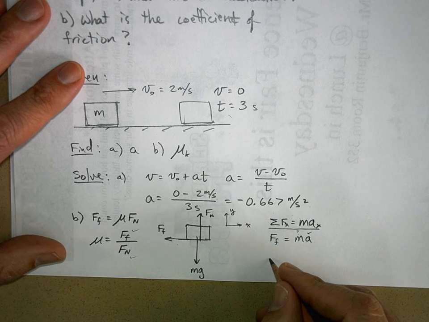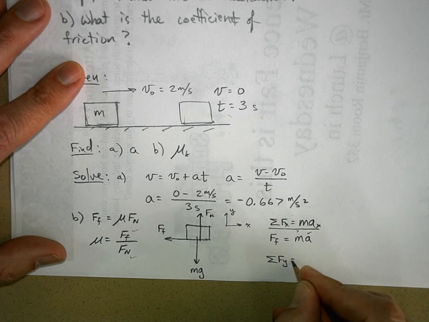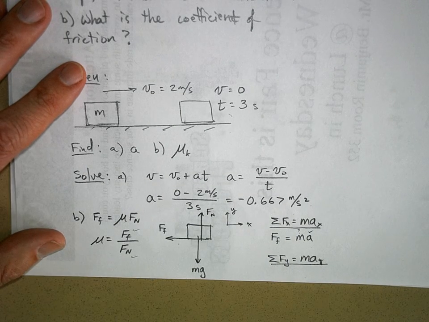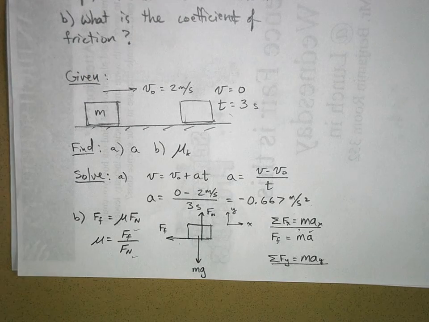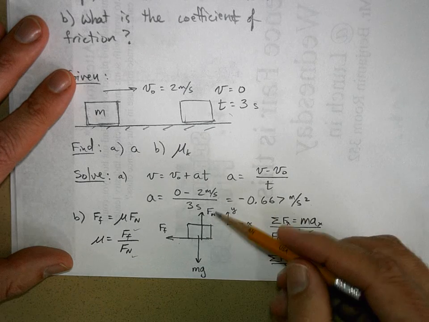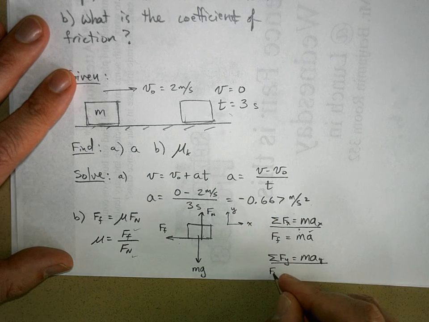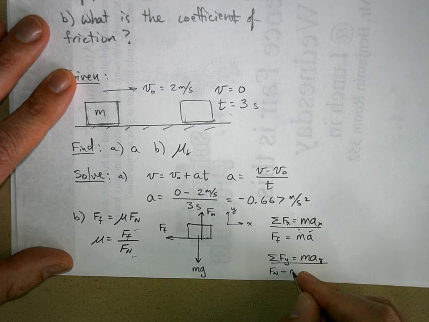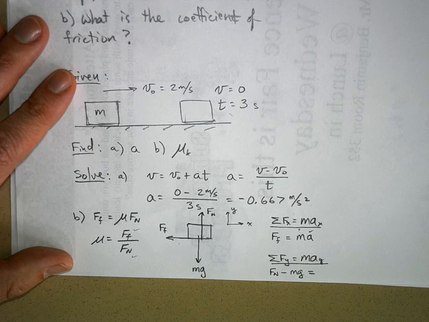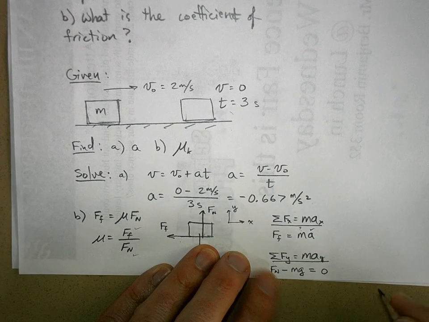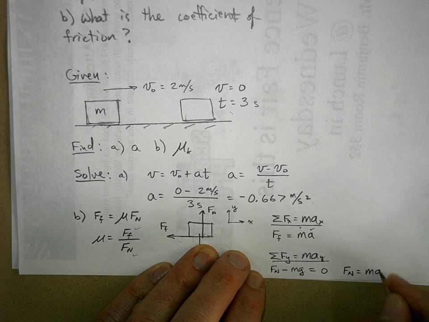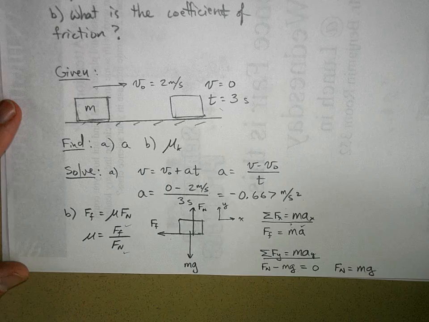Now let's sum the forces in the y direction equals ma in the y direction. Kind of not necessary at this point. If you want to skip this part, you can, but you need to at least think about it, okay? Because what are the forces in the y direction? Well, I've got the normal force minus the weight equals, and there is no acceleration in the y direction in this problem. So 0. So what is that telling me? That the normal force is equal to the weight.